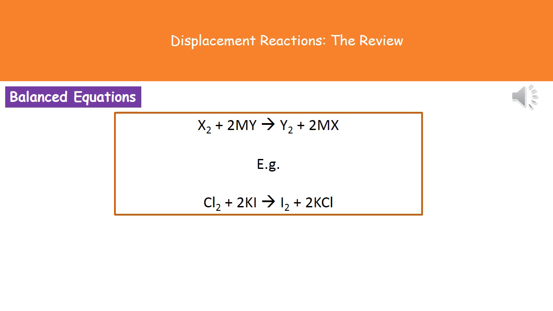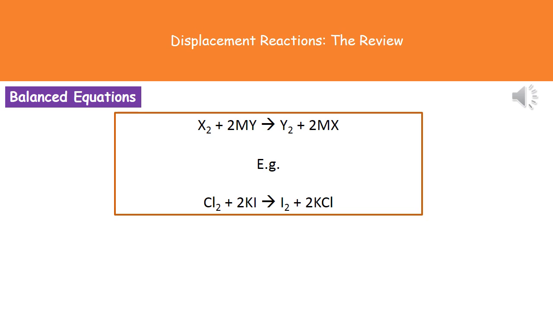We do need to know how to write the balanced symbol equations for these reactions. So on the top row we've got our general equation. X and Y are going to represent our 2 different halogens and M is our metal there. So X2 plus 2MY makes Y2 plus 2MX. Now remember, this is only going to be the case if X is more reactive than Y.